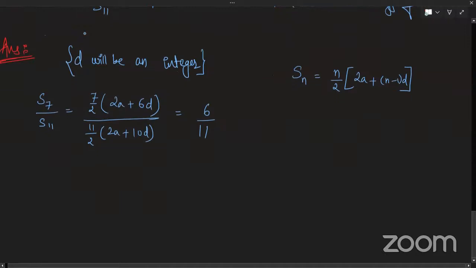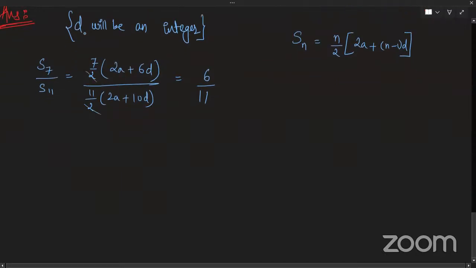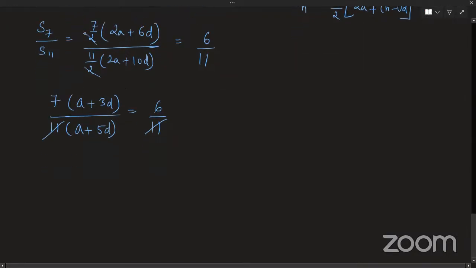Now do cancellation first. So it is 7 times (a plus 3d). I am cancelling 2 from both top and bottom. 11 times (a plus 5d) is equal to 6 by 11. 11 got cancelled. So basically 7a plus 21d is equal to 6a plus 30d, so a is equal to 9 times d.